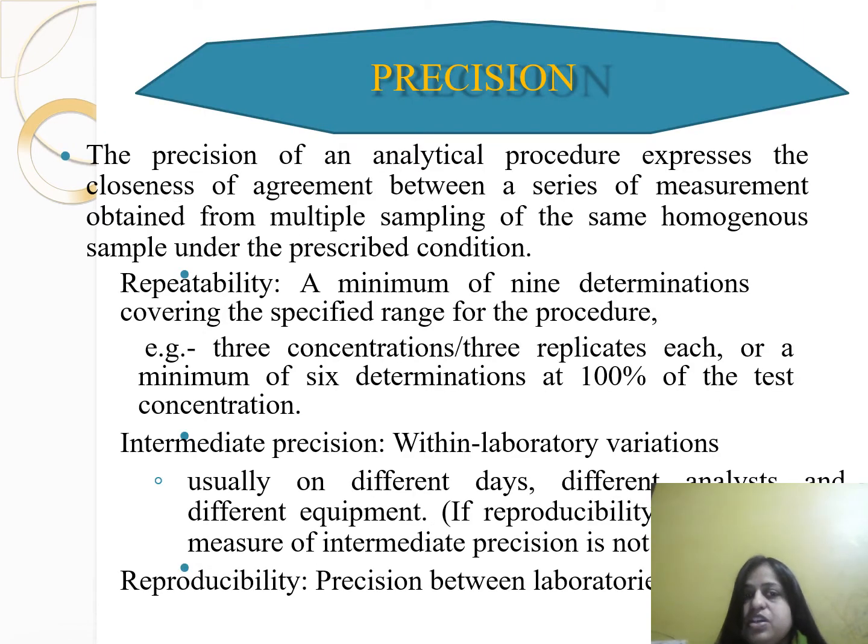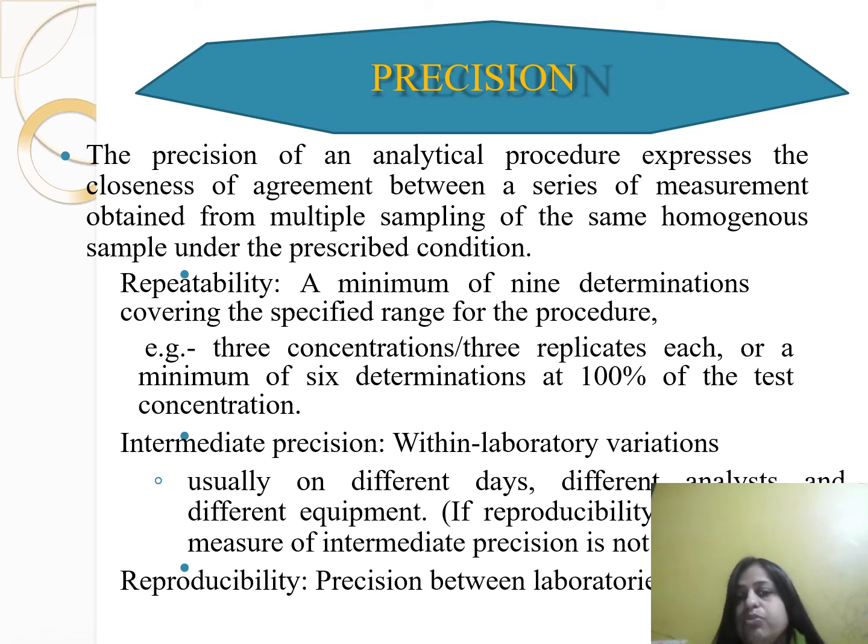Precision of an analytical procedure expresses the closeness of agreement between a series of measurements obtained from multiple sampling of the same homogeneous sample under the prescribed conditions. So we repeatedly take the sampling and check it, and all the results must be precise. Repeatability: a minimum of 9 determinations covering the specified range of the procedure, 3 concentrations with 3 replicates each, or a minimum of 6 determinations at 100% of the test concentration.